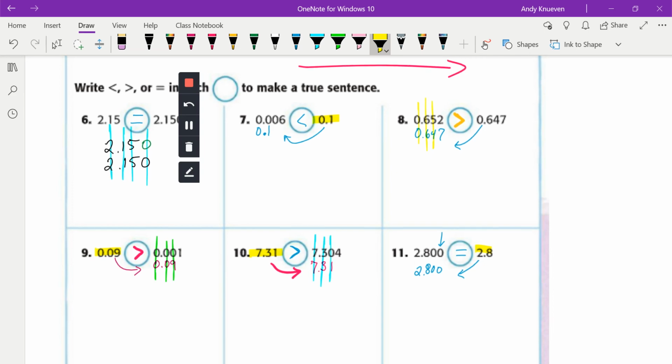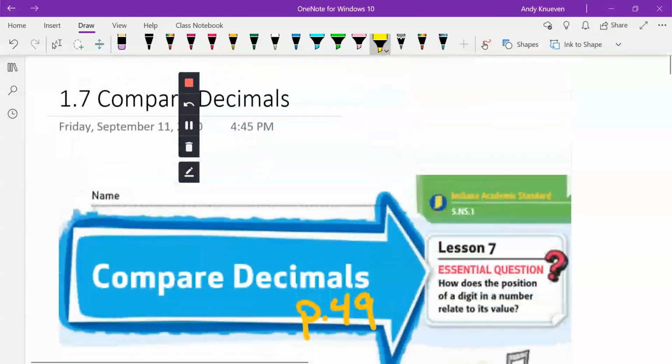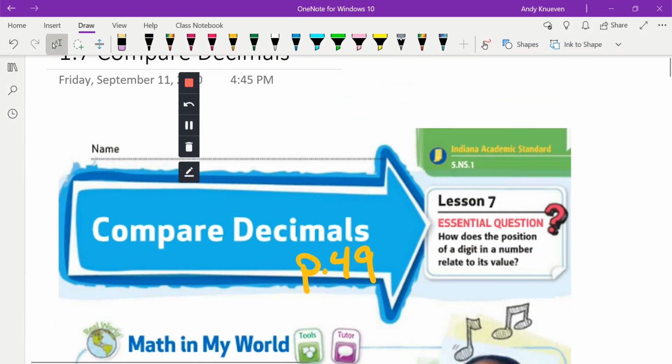But otherwise, I hope this helps break down lesson 1.7 on comparing decimals.